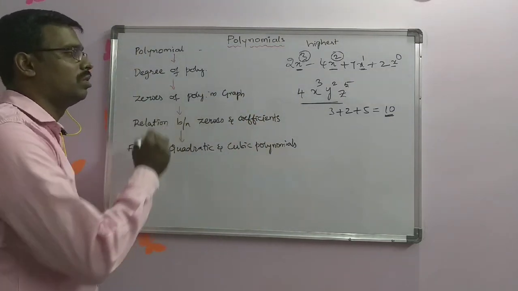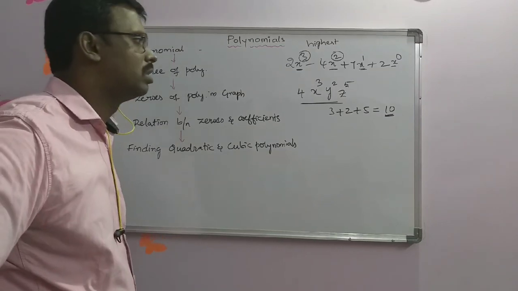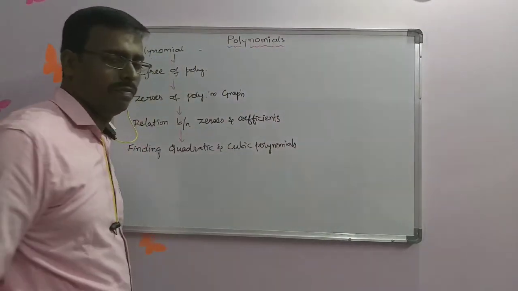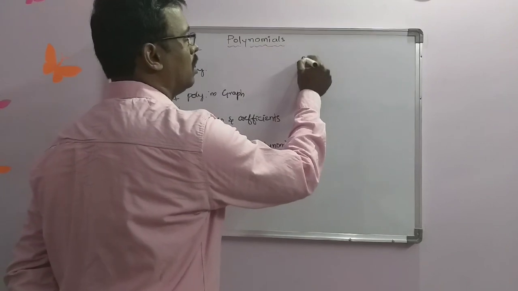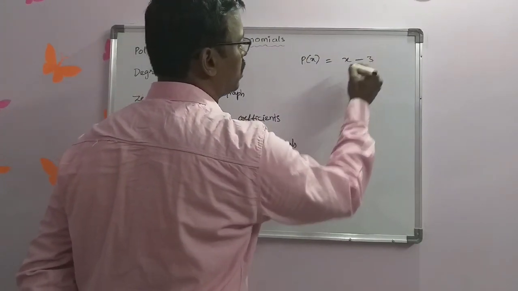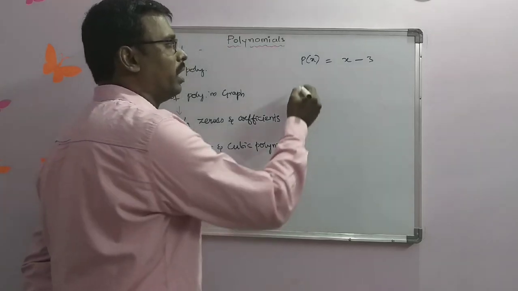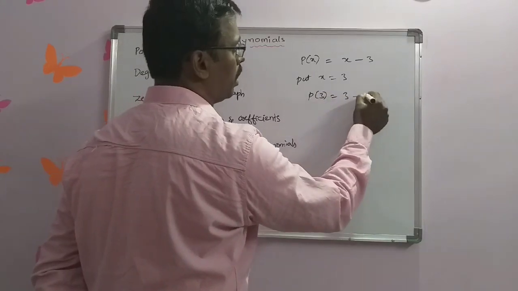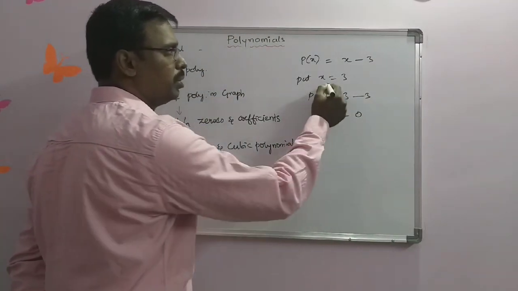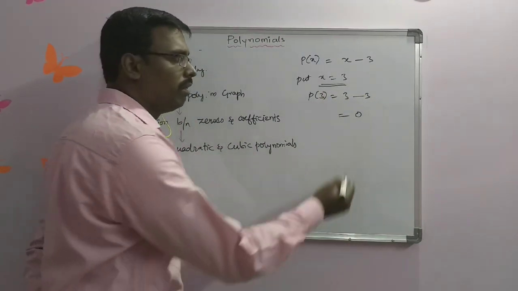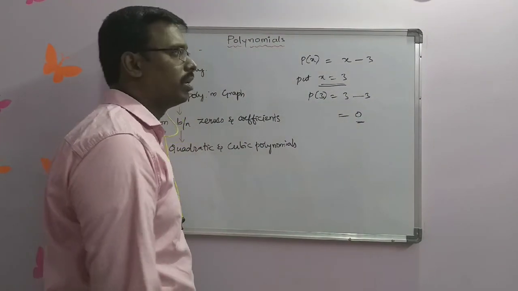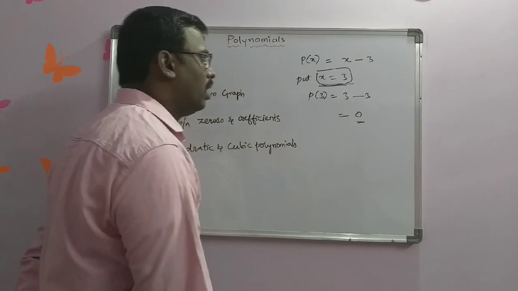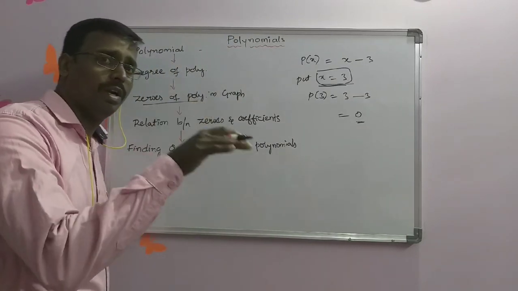Then coming to the next one, zeros of the polynomial. What are the zeros? Zeros of the polynomial are the values of the variable which make the polynomial 0. Suppose p of x is equal to x minus 3. What value can I take here? If I put x is equal to 3, p of 3 will become 3 minus 3, that is equal to 0. So when I substitute the x value as 3 in the polynomial, the value is becoming 0. So we can call this x equal to 3 a zero of that polynomial.